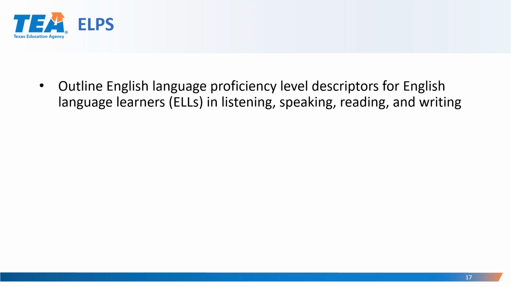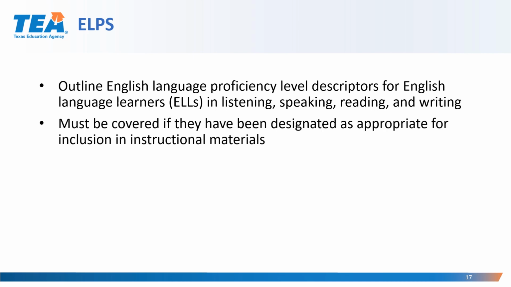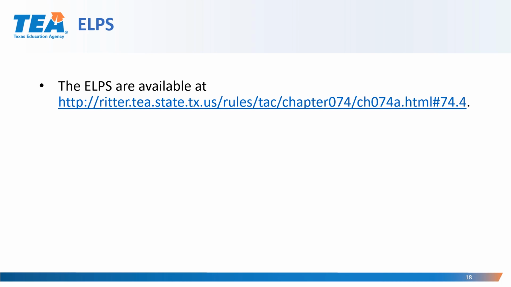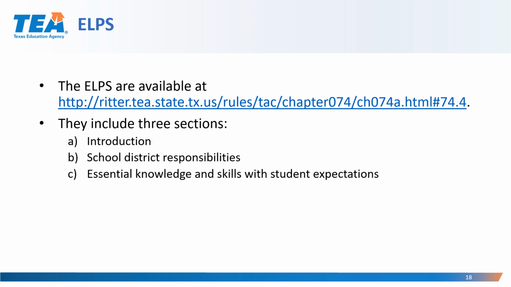The ELPS are another set of standards that outline English language proficiency level descriptors for English language learners. The ELPS must be covered in instructional materials if they've been designated as appropriate. The ELPS language is the same regardless of the subject area, but the designation for inclusion in instructional materials can be different. Similar to the TEKS, the ELPS are divided into sections. There's an introduction, school district responsibilities, and knowledge and skills statements with student expectations.